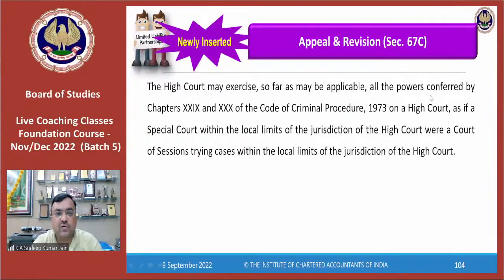The High Court may exercise, so far as may be applicable, all the powers conferred by Chapters 29 and 30 of the Code of Criminal Procedure 1973 on a High Court, as if a special court with the local limits of the jurisdiction of the High Court were a court of session trying cases within the local limits of the jurisdiction of the High Court. क्या मतलब है इसका? What is the meaning of this paragraph? Meaning, for any purpose, High Court will consider the special court as the session court, for the matters given in Chapters 29 and 30 of the Code of Criminal Procedure, CrPC 1973.